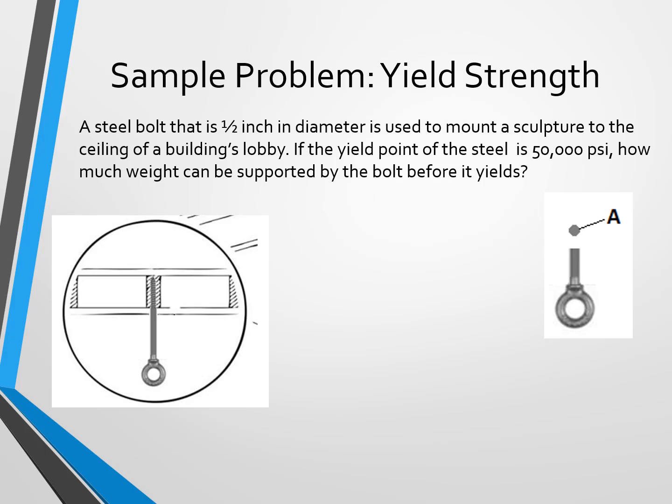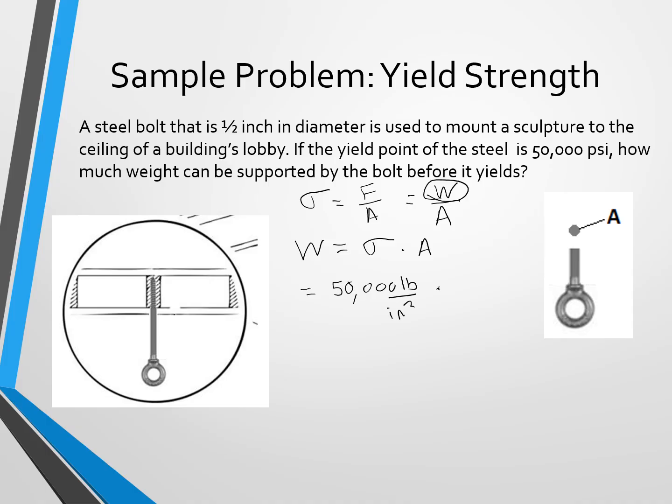So remember that stress is equal to the force divided by area. Well, in this case, our force is weight. So it's the weight over area. And we're trying to solve for weight. So we can rearrange this equation and say that the weight is going to be equal to the yield stress times the cross-sectional area. So the yield stress is 50,000 pounds per inch squared.